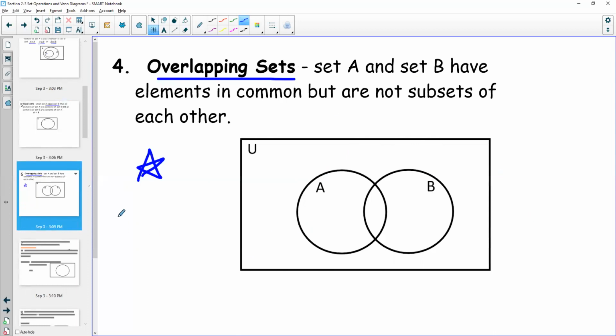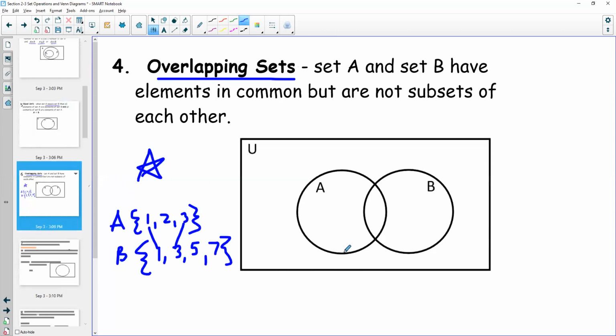So we could think about it if set A had 1, 2, and 3 in it, and set B had 1, 3, 5, and 7. Okay, there would be some overlap here. They both have a 3 and a 1, but then they also have things that are just theirs. So the things that overlap go in this shared space: 1 and 3. A just gets 2, and B gets 5 and 7. All right.